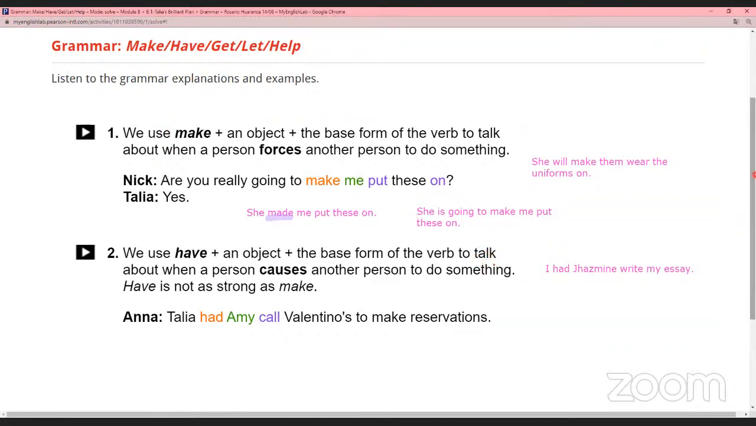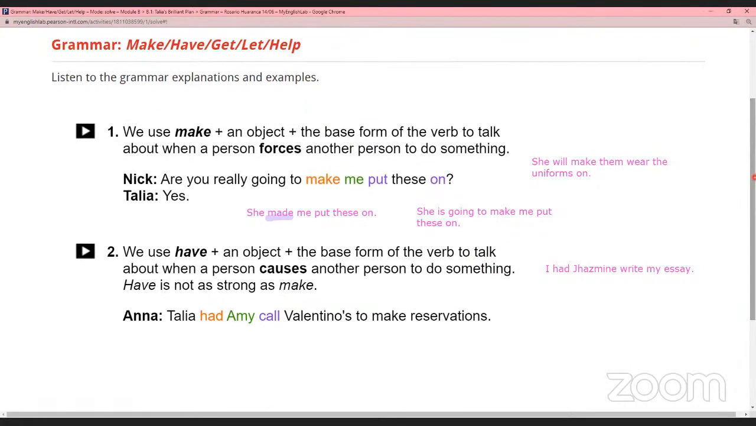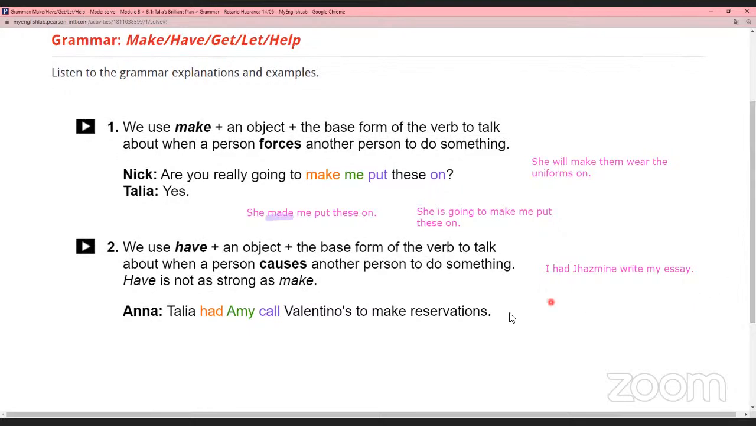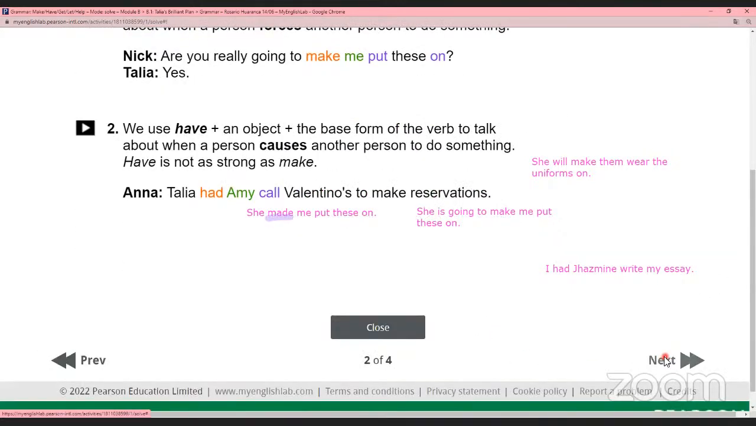Have, the second one. Oh yeah, could be. I heard pressure. Pressure is make, okay? Have is like a cause, like a convince, like encourage. Yes, that's the meaning of have, but it's not as strong as make. Do you get it? Yes, miss. Okay, let's continue.